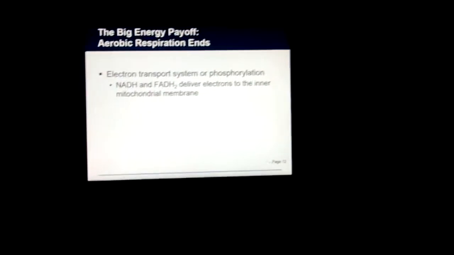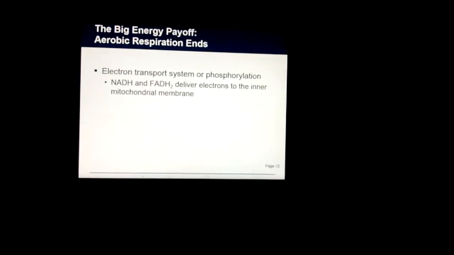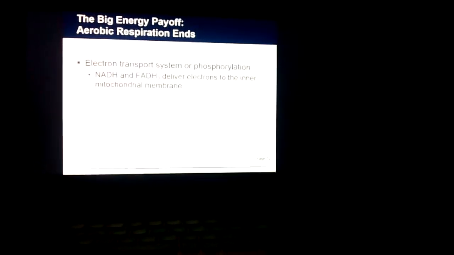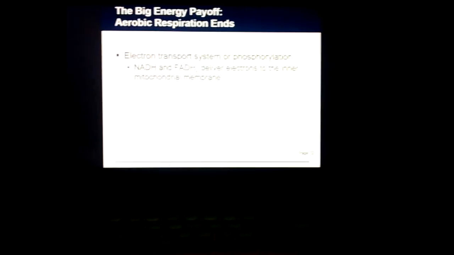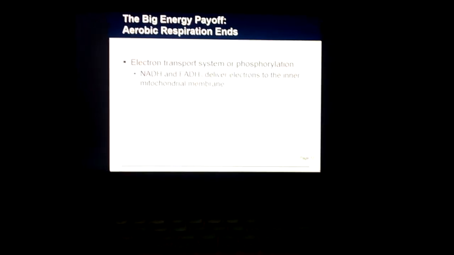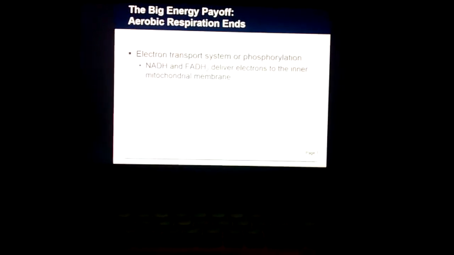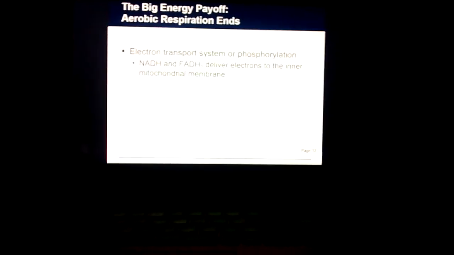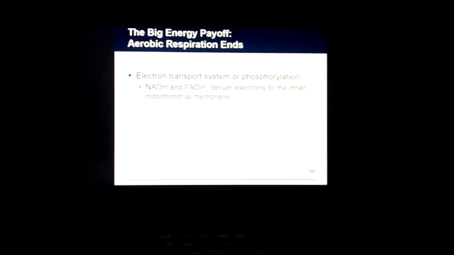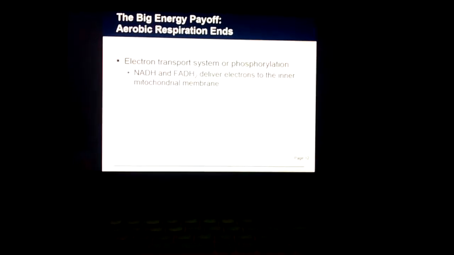Now, what happens next? The third metabolic pathway, which also occurs inside the mitochondria, is called the electron transport system, or electron transport phosphorylation. The main goal of this pathway is to utilize the energy that has been stored in the reduced coenzymes NADH and FADH2, and to use that energy to drive the synthesis of more ATP. The bulk of ATP that is produced during aerobic cellular respiration actually comes from the electron transport system.